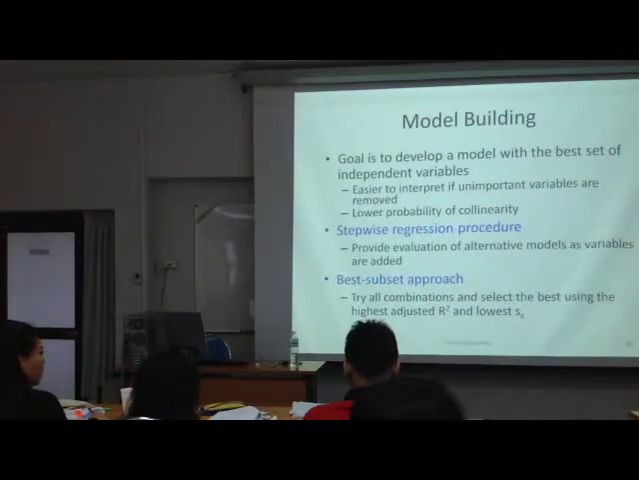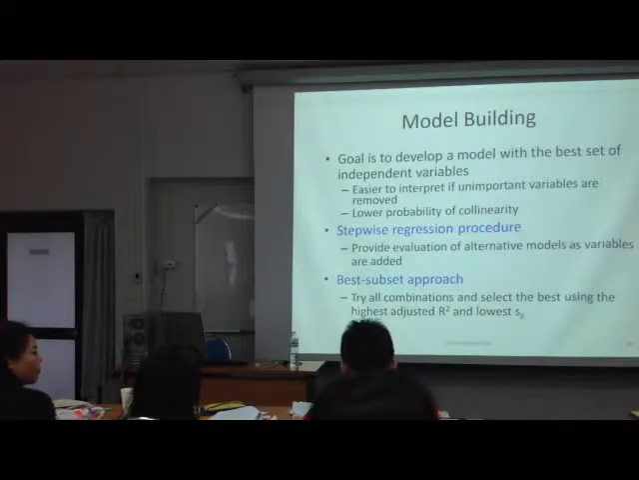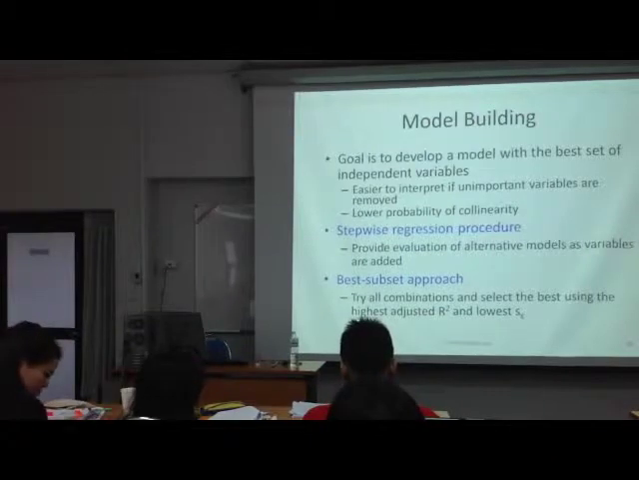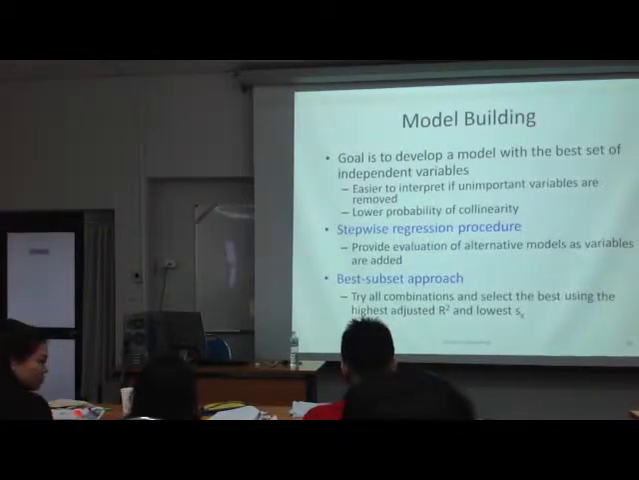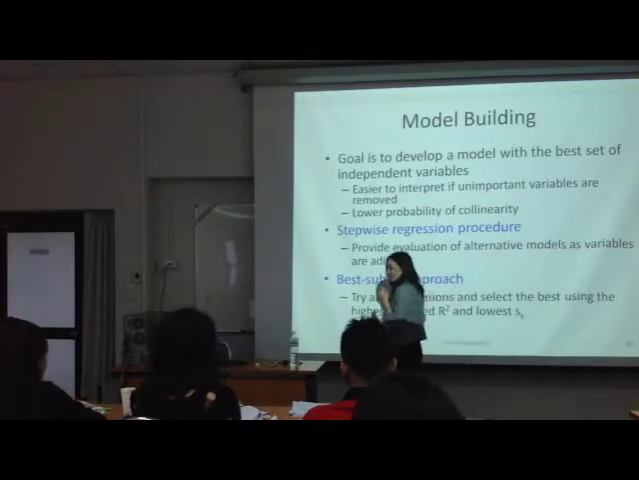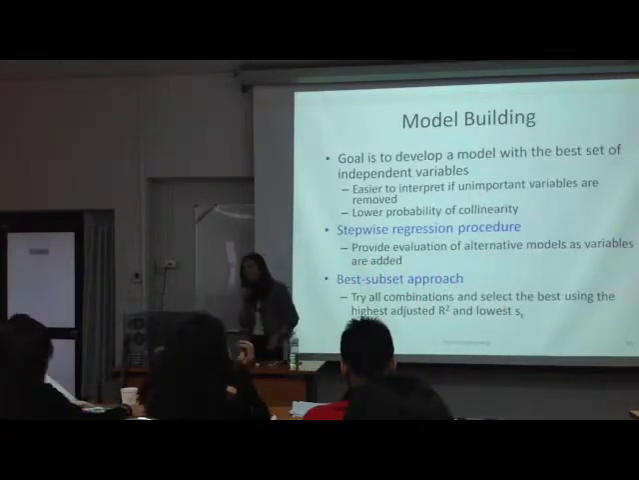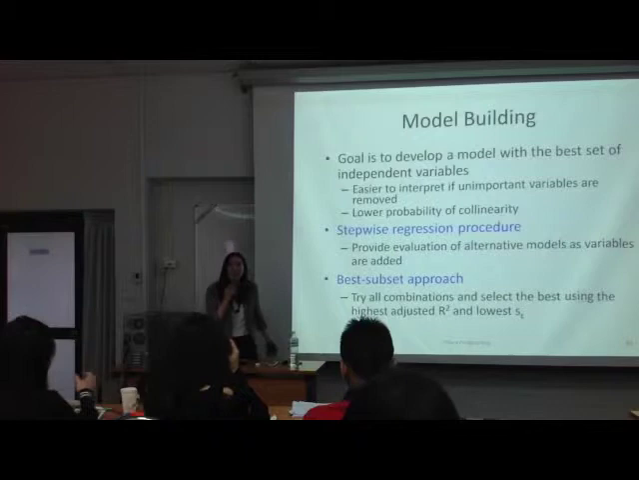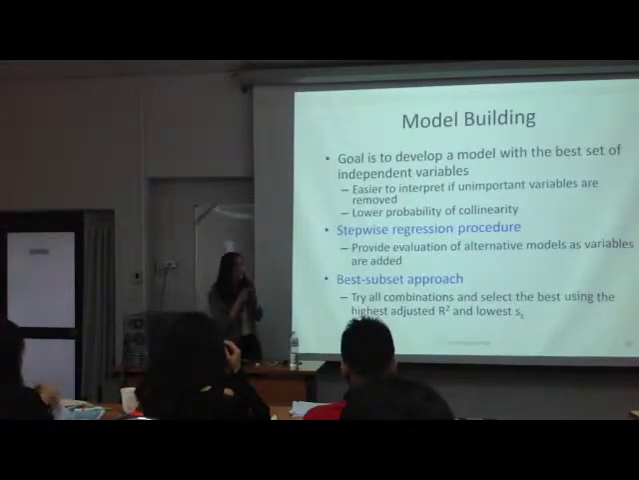You still remember it? 3 choose 1, 3 choose 2, 3 choose 3. This is when you include only one variable. This is when you include 2 variables in the model, or 3 variables in the model. Seven, they sum up to 7. But if you have like 10 variables, then there are many possible models. The best subset is kind of tedious. You have to try all combinations and see which one is the best.